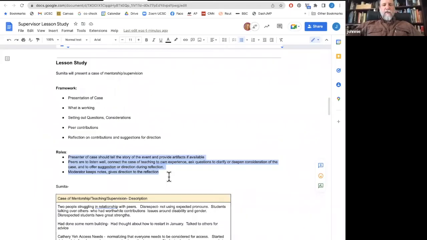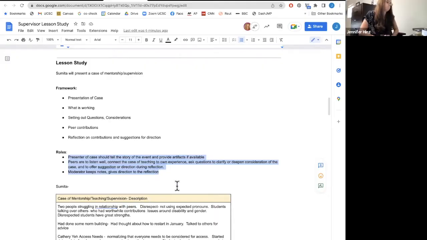The presenter of the case should tell the story of the event and provide artifacts if available. The peers, that's all of us, are to listen well, connect the case to teaching and to own experience, ask questions to clarify or deepen consideration of the case, and offer suggestions or directions during reflection.